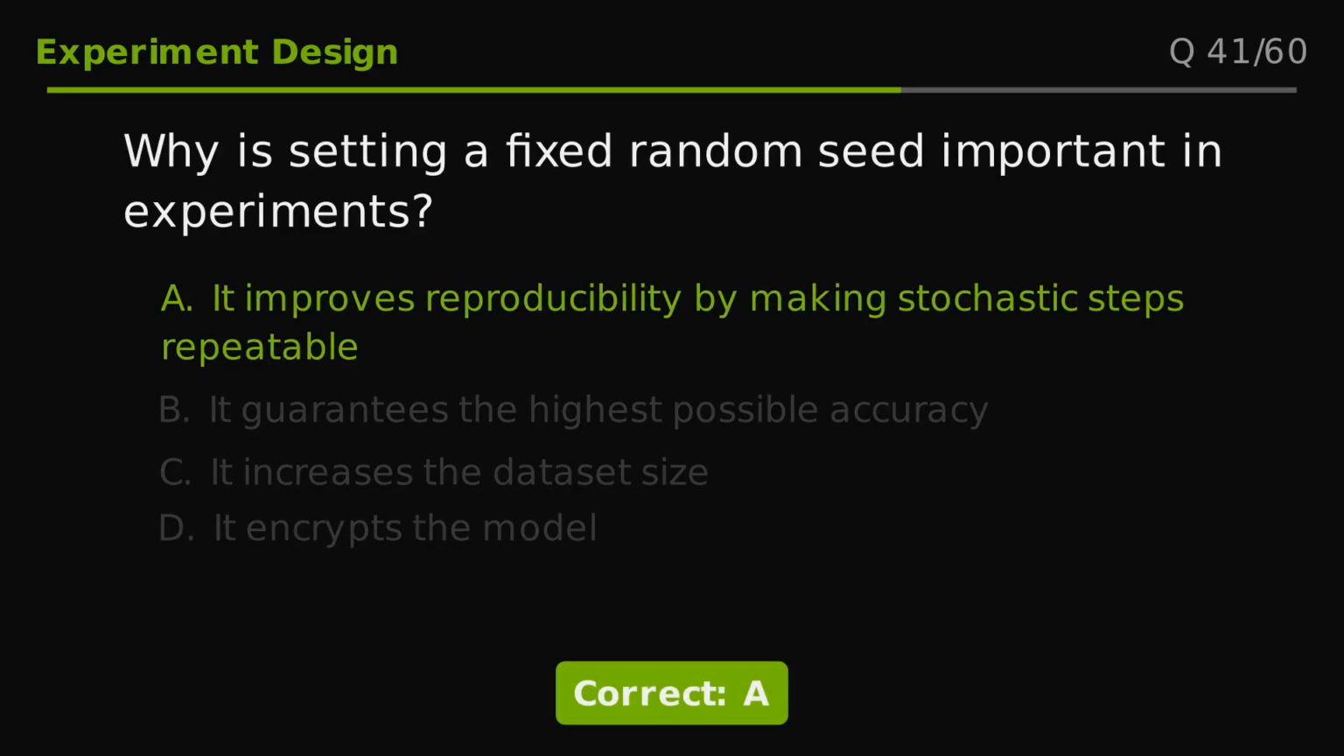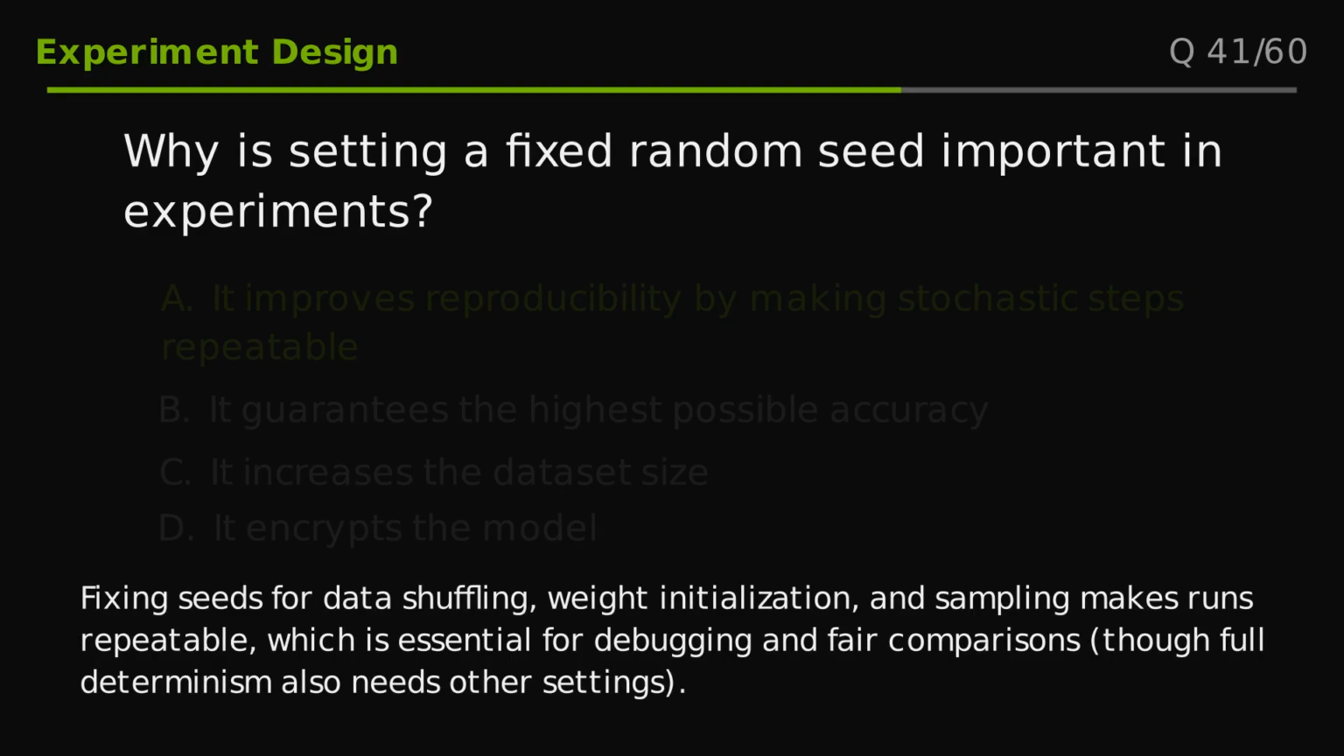The correct answer is A. Fixing seeds for data shuffling, weight initialization, and sampling makes runs repeatable, which is essential for debugging and fair comparisons, though full determinism also needs other settings.